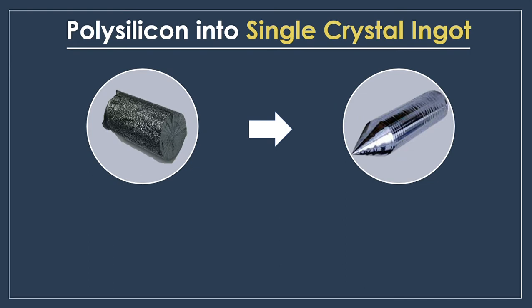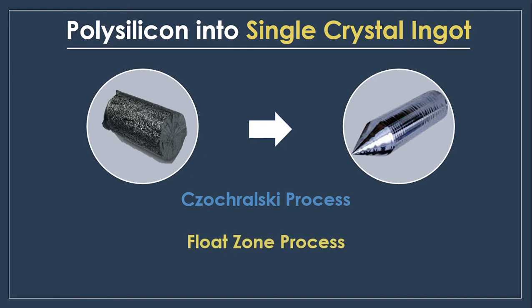Now, let's look at how the raw silicon material, which consists of multiple crystals, is processed into a single crystal ingot. We will look at two methods that are frequently used in the semiconductor industry. The first one is called Czochralski process, and the second is called float zone process.